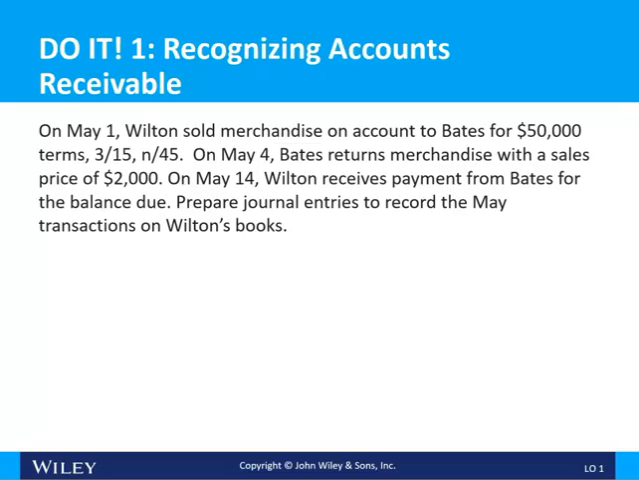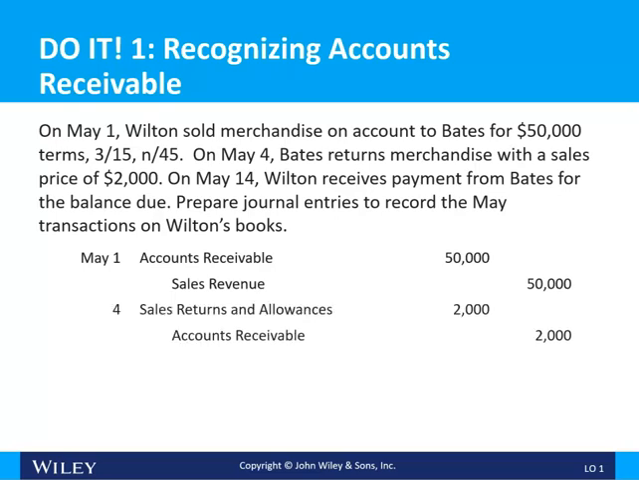So we're going to record it on Wilton's books. Wilton's the seller, so we're going to do it from the seller's perspective. We make the sale on May 1st, debit accounts receivable, credit sales revenue for the $50,000. On May 4th, there was a return. We debit sales returns and allowances for $2,000, credit accounts receivable $2,000, so we reduce our accounts receivable by the amount of the return.